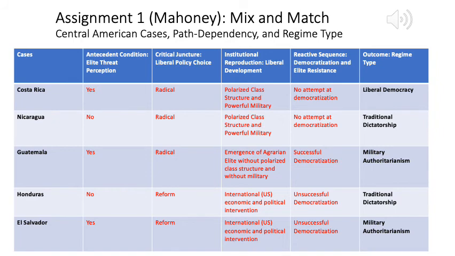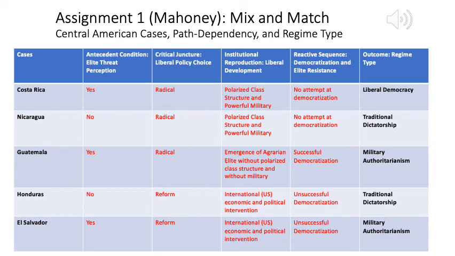Okay, now it's your turn. This assignment is based on the reading by James Mahoney on Central American countries. Now, I've given you a table here, along with all the elements of path dependency. I've given you the cases, Costa Rica, Nicaragua, Guatemala, Honduras, El Salvador, and I've matched each of them with the correct regime outcome. Costa Rica becomes a liberal democracy by the mid-20th century. Nicaragua is a traditional dictatorship, as is Honduras. Guatemala and El Salvador become military authoritarian regimes by the mid-20th century.